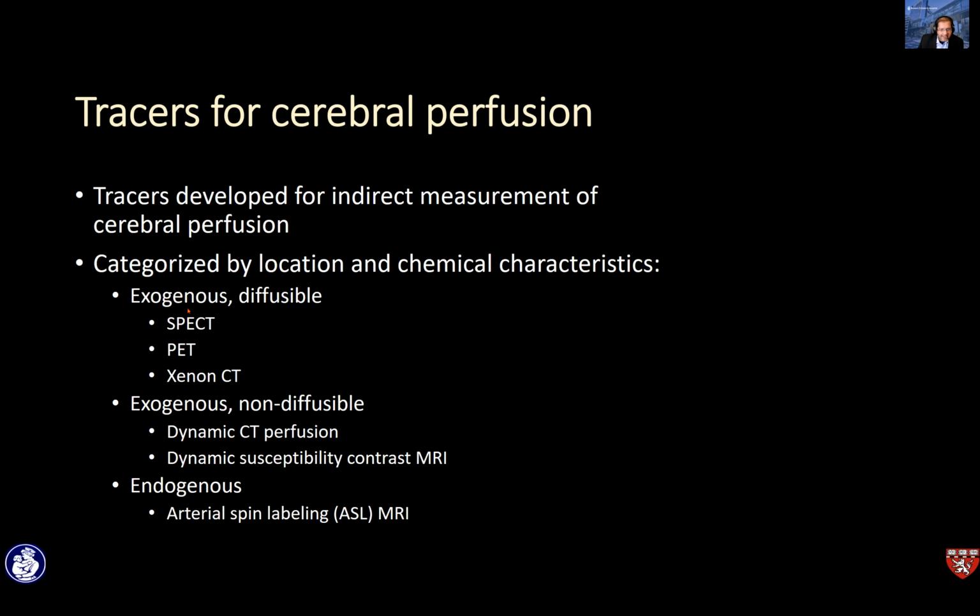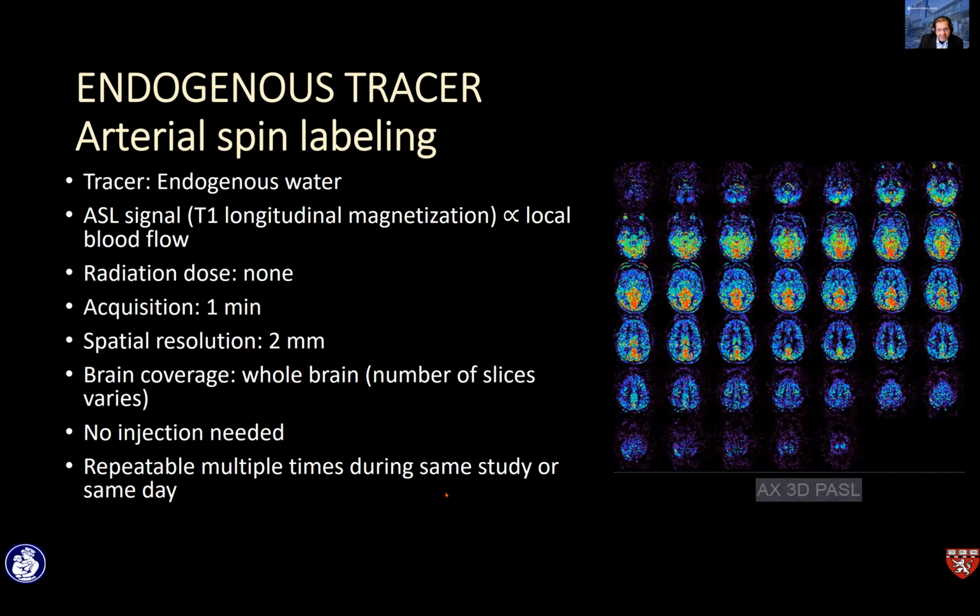So you can use either exogenous diffusible tracers like SPECT, PET, or xenon CT, or exogenous non-diffusible tracers, which is usually contrast, like CT contrast perfusion and dynamic susceptibility contrast MRI, which we know about from other talks, hopefully in this meeting. But what I'll concentrate on here is endogenous tracers, which is where you use the blood in the bloodstream as the label. So there's no exogenous contrast being administered. And this is the arterial spin labeled, or ASL, technique.